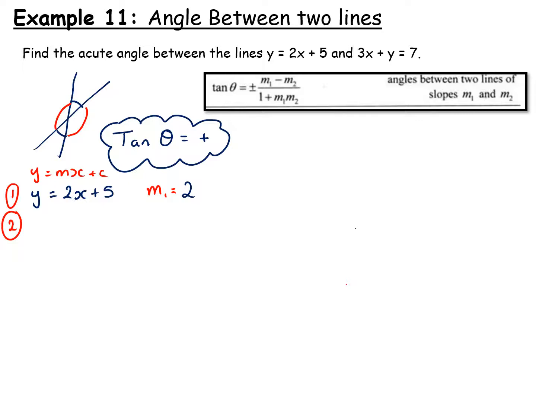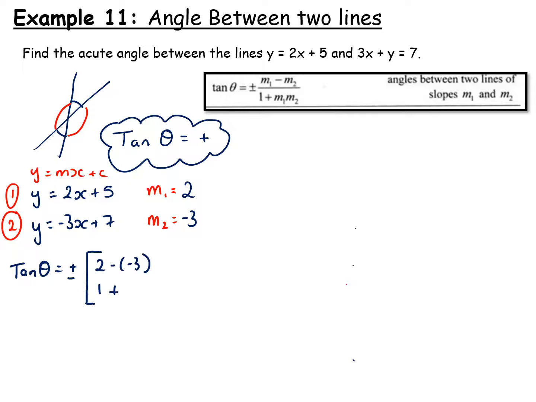Now the second equation is not in the correct form, so we're going to rearrange it slightly. So it becomes y equals minus 3x plus 7. That means m2 is going to equal minus 3. And be careful to take the correct signs. So now we have tan of theta is equal to plus or minus, I don't know which one we're going to need yet, m1 minus m2 over 1 plus m1 times m2.